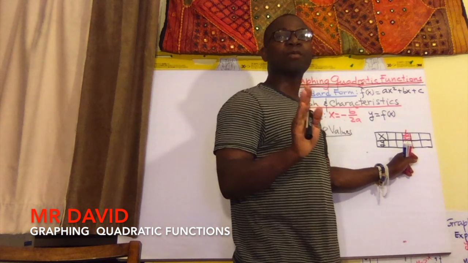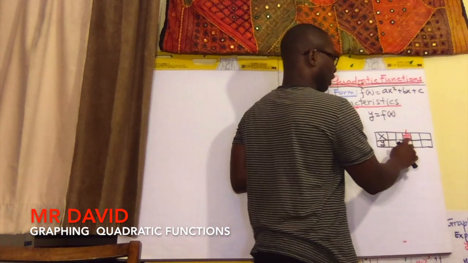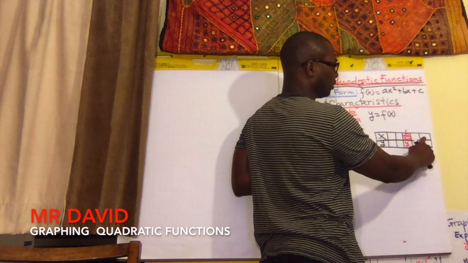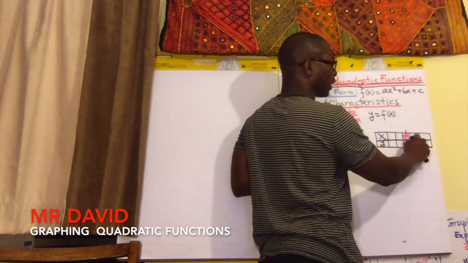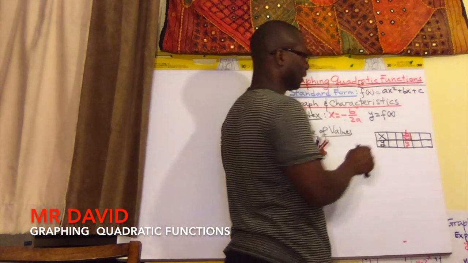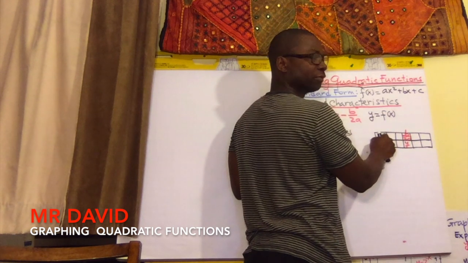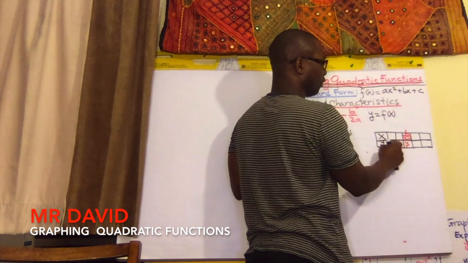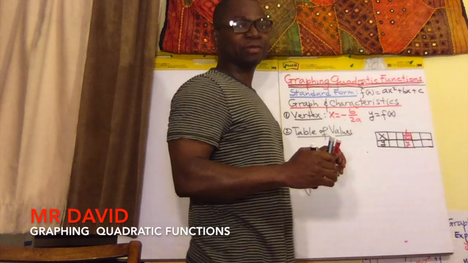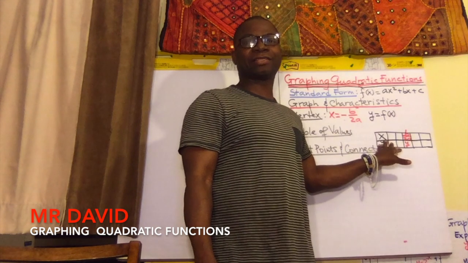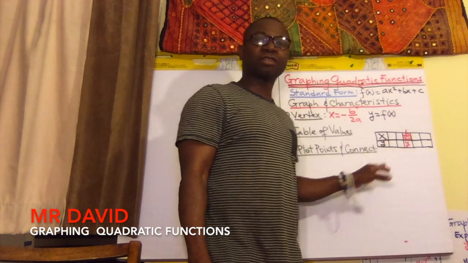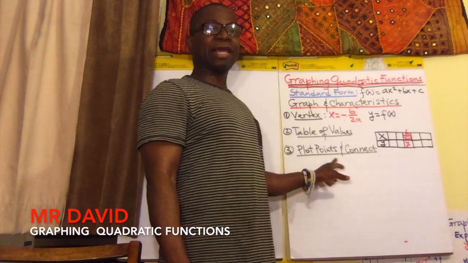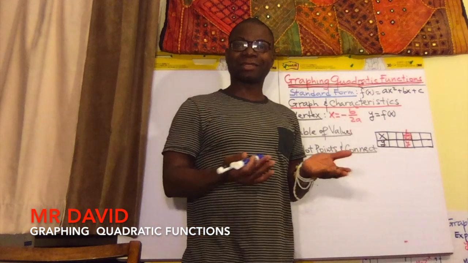Then we pick the number that comes right after the vertex and the next one. So we're going to pick 2 consecutive numbers on the right side and 2 consecutive on the left. Then we plug those values inside the function and we find the corresponding y values. After we have our table of values, we plot the points from the table and connect them to have a nice parabola.